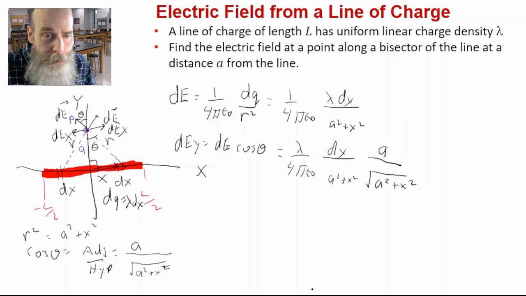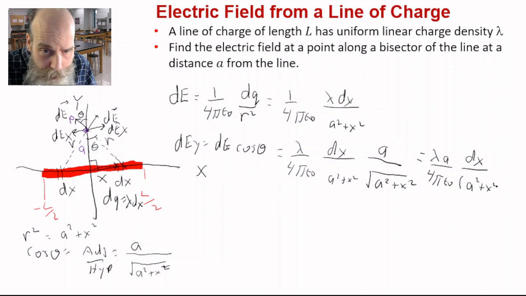So let's put it all together. This becomes lambda a over 4 pi epsilon 0 dx over a squared plus x squared to the 3/2. Because a squared plus x squared to the 1 times a squared plus x squared to the 1/2 is a squared plus x squared to the 3/2.